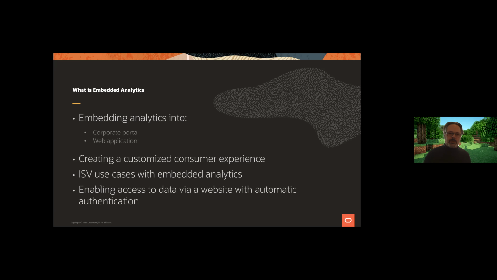The idea of being able to embed that content somewhere else gives you a completely blank page in terms of the user experience that you want to offer your end users. That can be great if you're an ISV wanting to build a custom application, or if you wanted to, for example, enable access to data on a public basis. So you could have a website and have automatic authentication to OAC behind the scenes. We'll talk a little about how you can do that later on in the session. So there are a number of use cases that embedding analytics now allows you to perform.